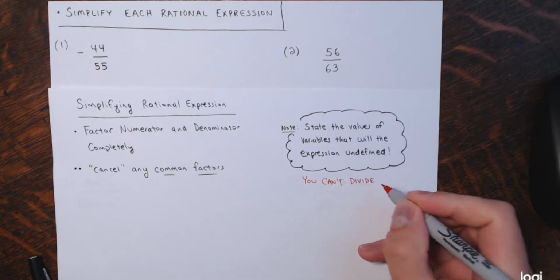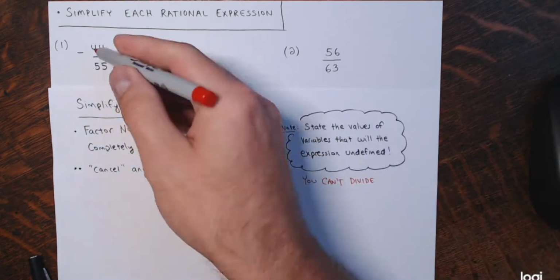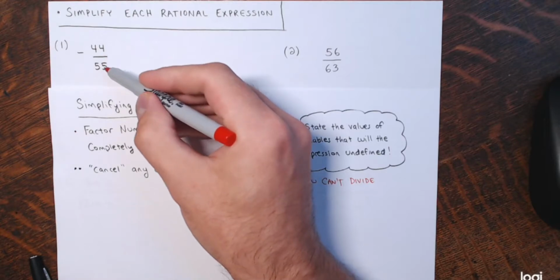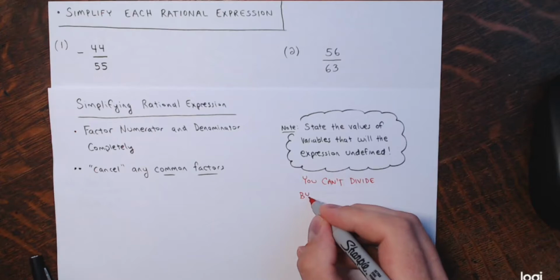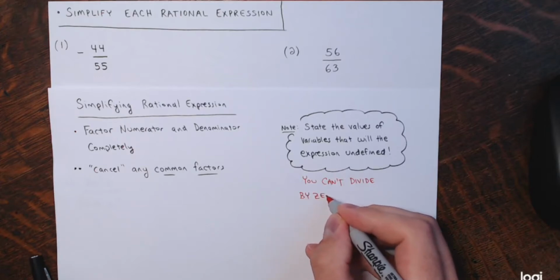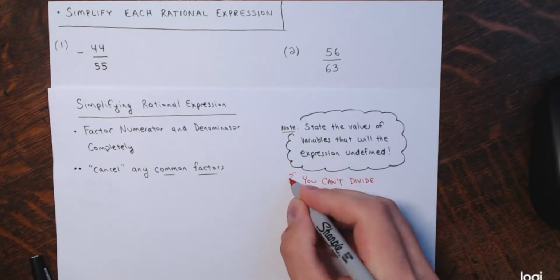A fraction is really division. This is like 44 divided by 55. You can't divide by 0. A denominator cannot be 0.